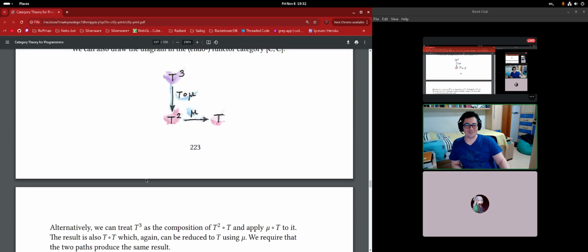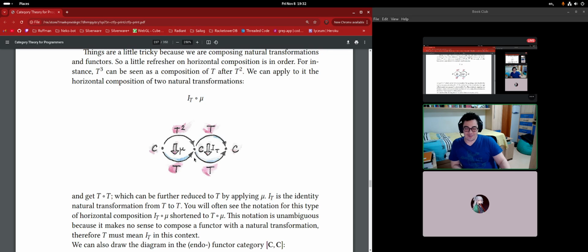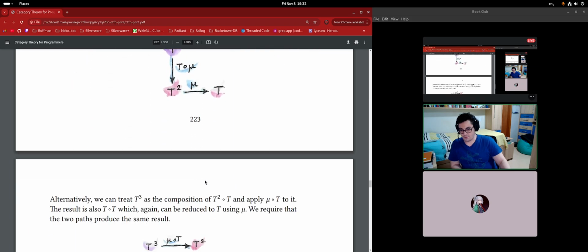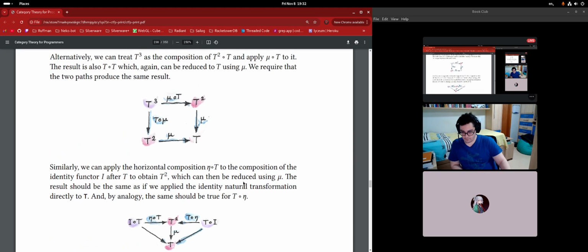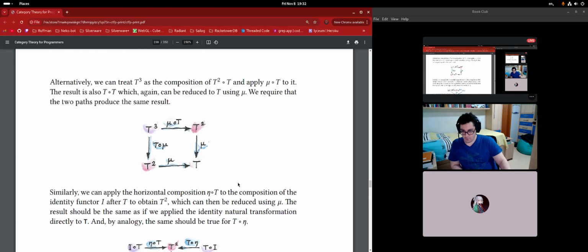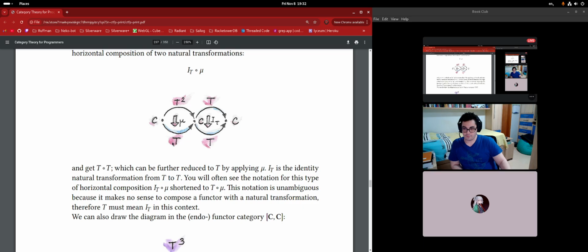Wait, you said a lot of letters in there. Let's go back to here. Which one do I replace? Let's start from this T squared here. You basically replace that T squared with I, the identity functor, and you replace the eta with eta. What's in the bottom here? It stays the same, actually. So you have I here, which is the identity functor, and you're telling me that instead of mu, it's eta here. Yes. Well, that makes sense.